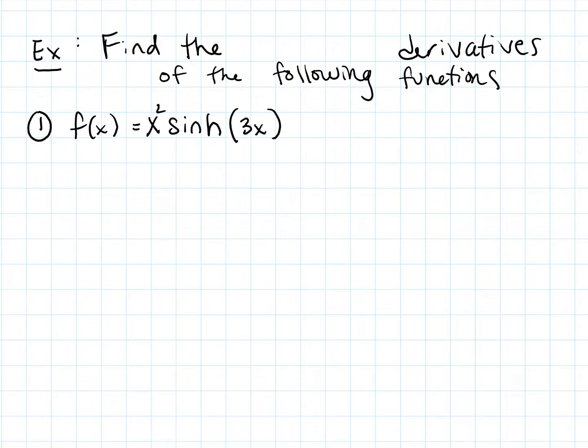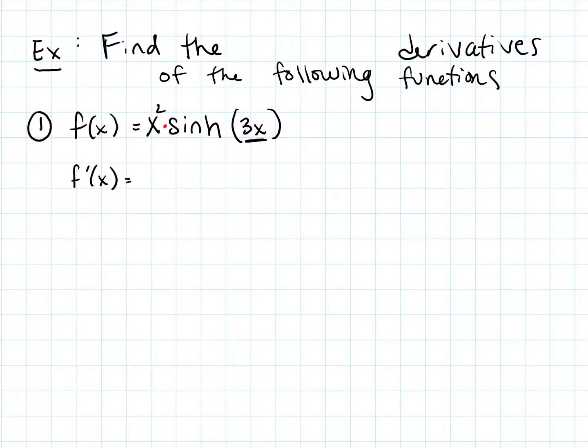So if we want the derivative of x squared times sinh of 3x, you do want to definitely recognize that h there, that we're not talking about a trig function, we're talking about a hyperbolic function. So let's make sure that when we come across a hyperbolic function we recognize it. We're taking the derivative, it's a product, and we have a nested function here with the 3x, so we'll have to use the chain rule.